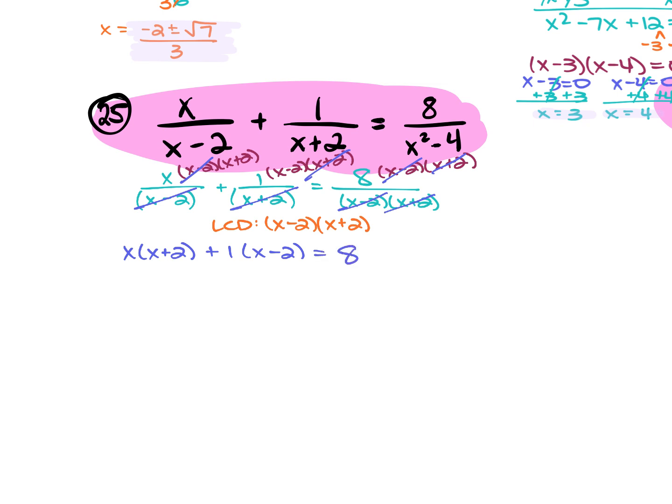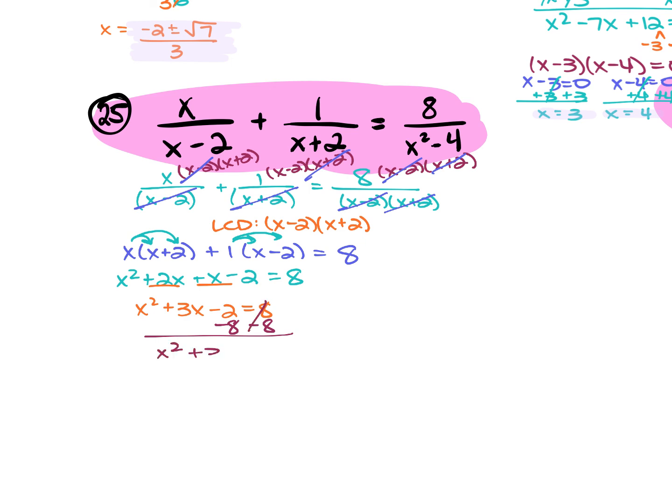So from here, distribute in the x. x times x is x squared. x times 2 is 2x. Distribute in the 1. 1 times x is x. 1 times negative 2 is negative 2. Combine your like terms on the left side. The 2x plus x gives us 3x, so that's x squared plus 3x minus 2 is equal to 8. This is not equal to 0. You need it equal to 0. So subtract the 8 from each side. You get x squared plus 3x minus 10 is equal to 0.